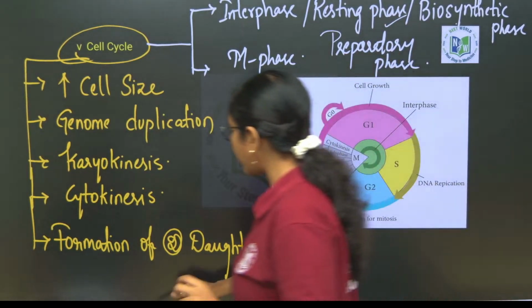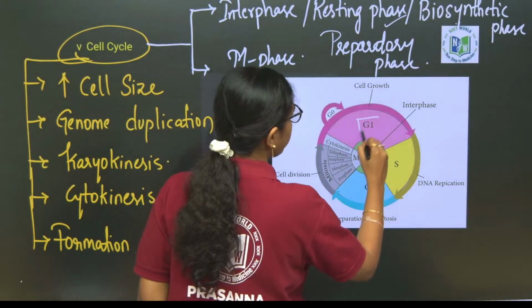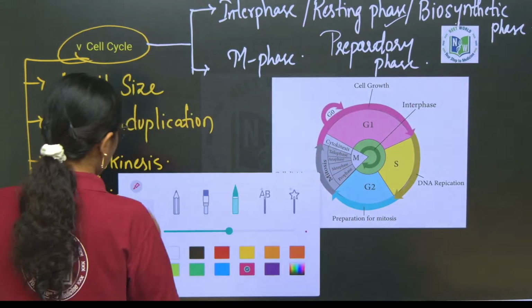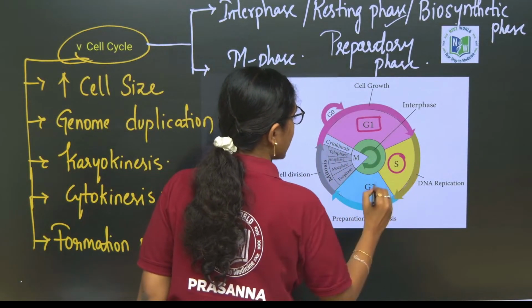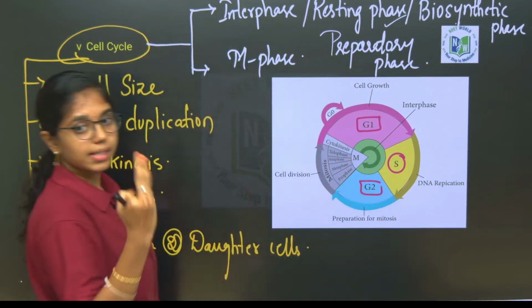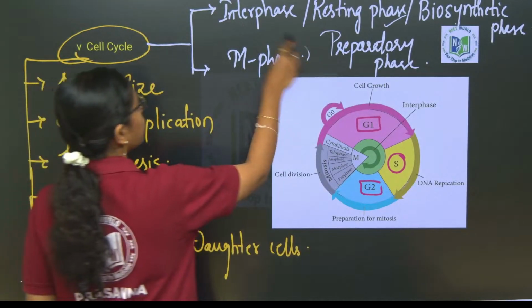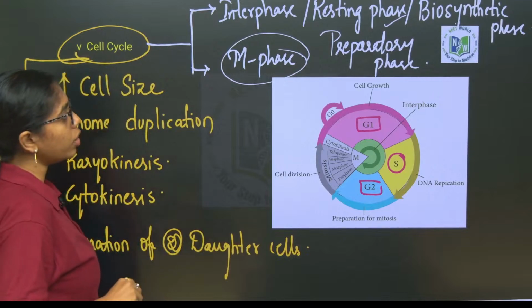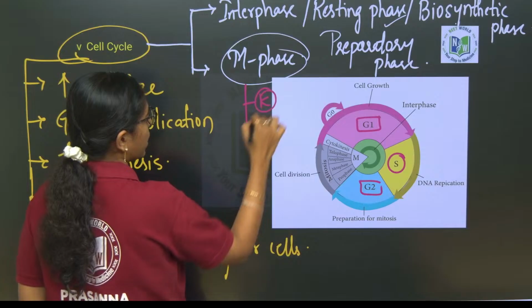As such, under interphase, what are the three substages we are having? G1 phase, S phase and G2 phase. G1, S and G2 phase are three substages of interphase. Fine. Next, under M phase, what I told you, you will be having karyokinesis and cytokinesis.